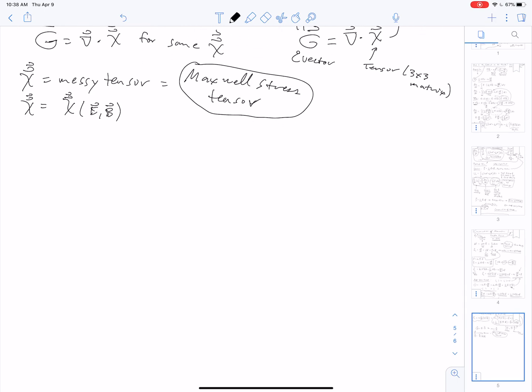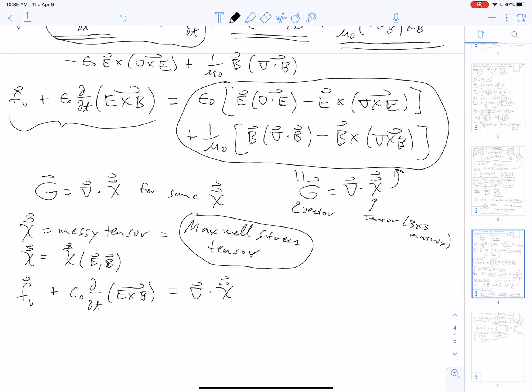And so if we assume that it exists, we can write that the force per volume acting on a charge density living inside of some electromagnetic field environment, that force per volume plus epsilon naught times d dt of E cross B, is equal to del dot chi. Okay, so we will just write it like that. We will just replace this big ugly expression with the simpler del dot chi.